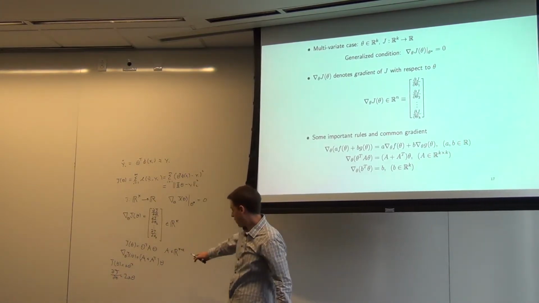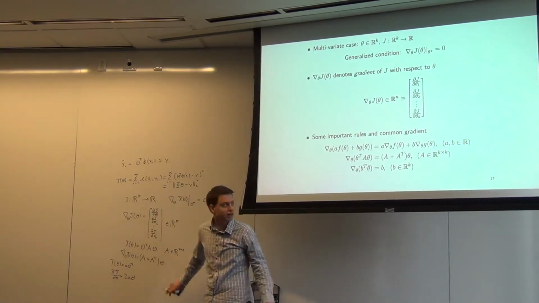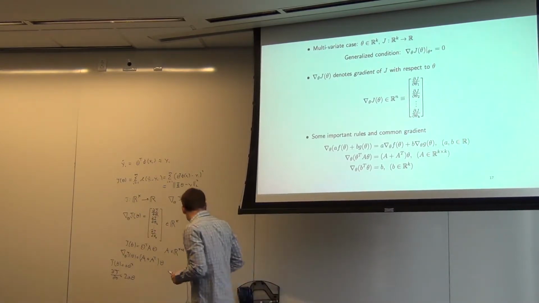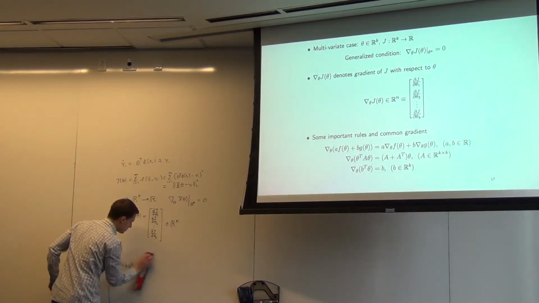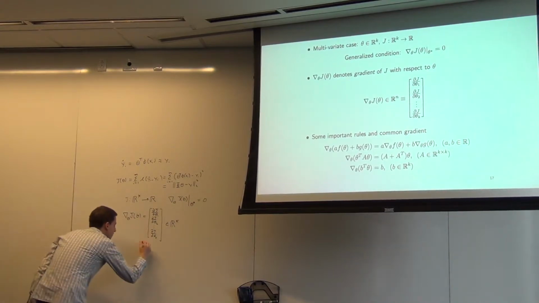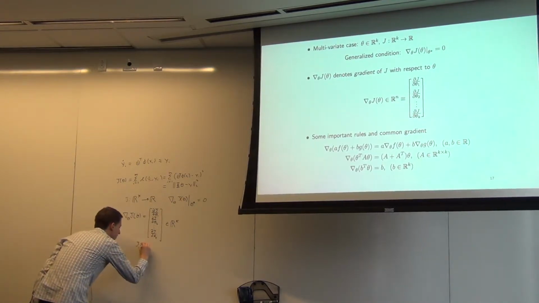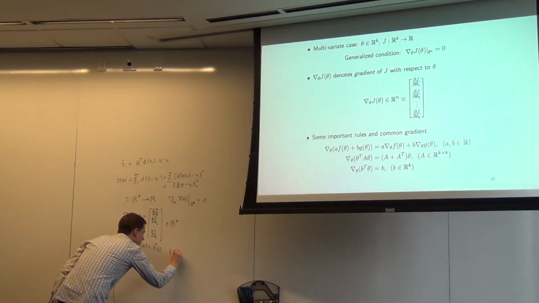I won't do this one. This one's actually in those notes I posted online, so it's there if you want to take a look at it. But let's do this next one, because it's really, really simple. So let's say that here J of theta equals b transpose theta, where b is some vector in R k.